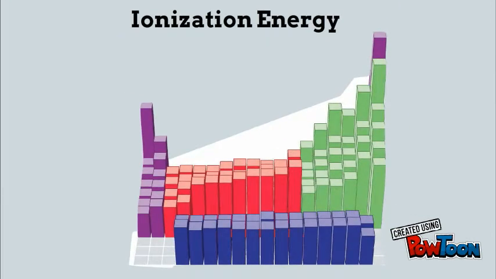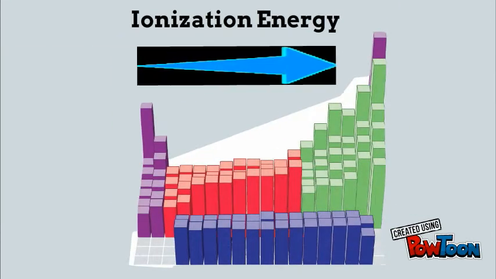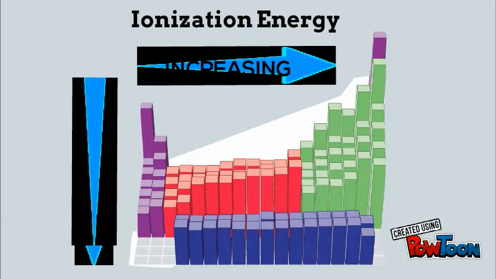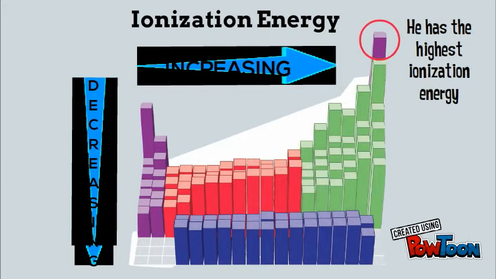You can see with the trend here, you're increasing as you're moving left to right, and you're decreasing as you move top to bottom. Helium has the highest ionization energy.